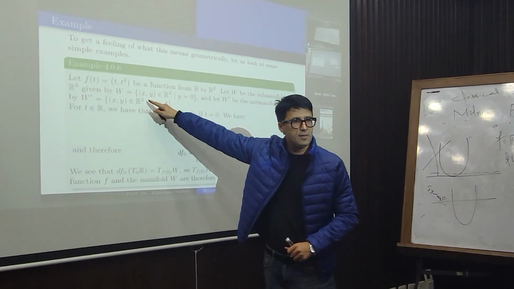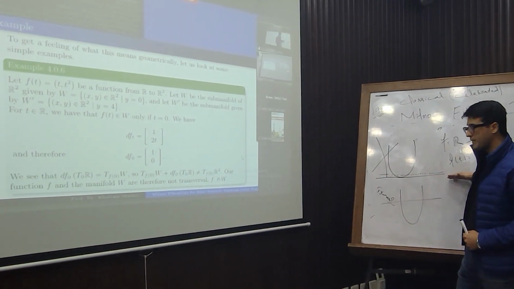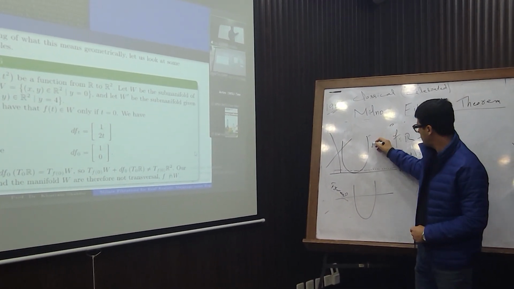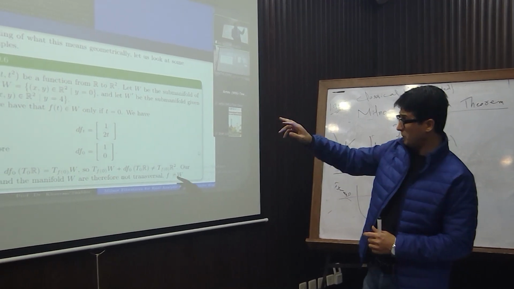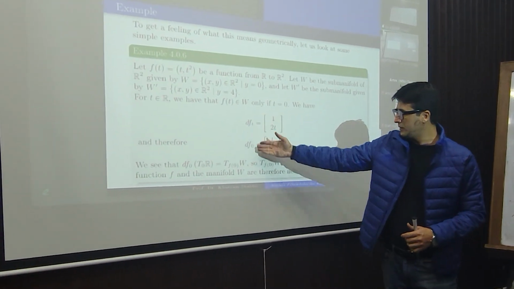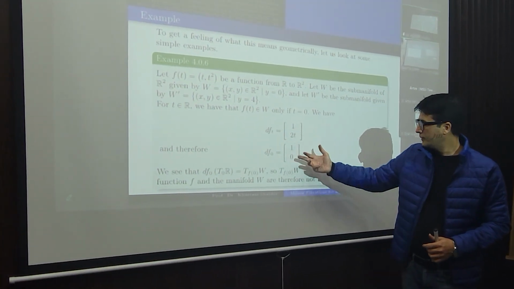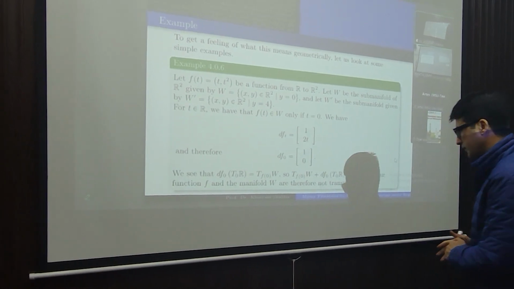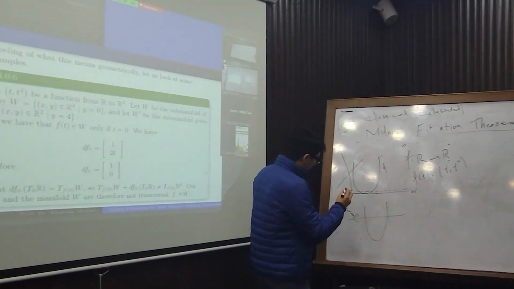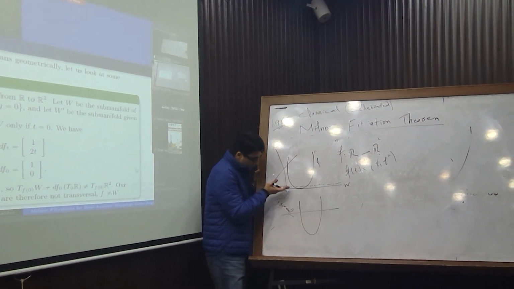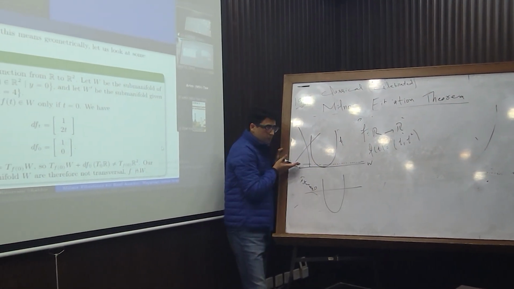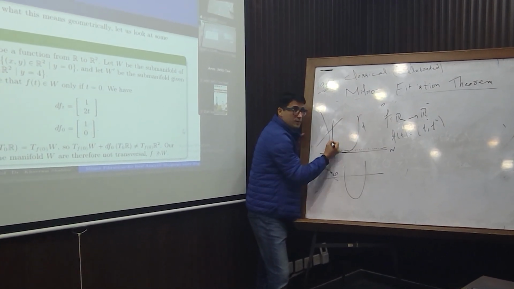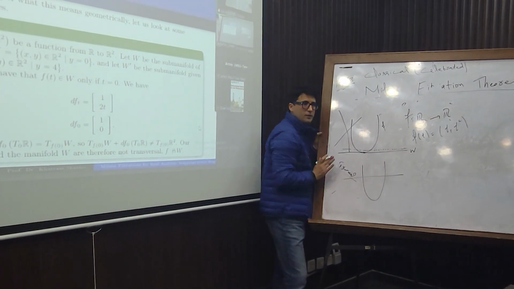This is the submanifold, and this submanifold is the x-axis, which means y is 0. So this is our W, and this is our F, right? Then we compute the differential, and this is the gradient matrix at t equal to 0, this vector. So what happened here? You can see that at this point, if I draw a tangent along this W, it is this one. If I draw a tangent on this submanifold at this point, it is the same, right?